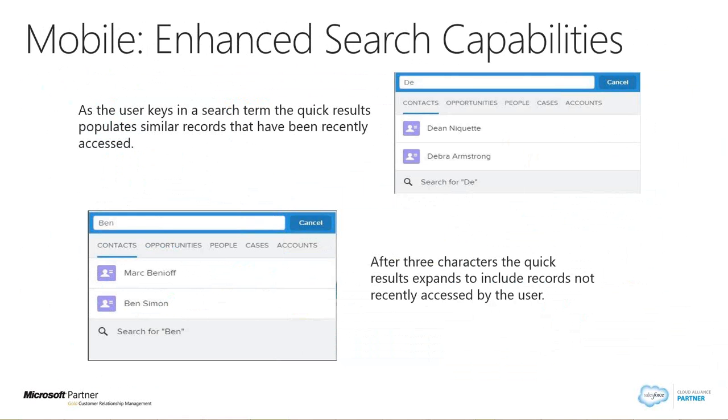Some additional enhancements were made to the search fields as well. As the user starts typing in their search term, it's going to give them quick results. When they've typed in the first couple characters, it's going to give them quick results of all similar records that have been recently accessed. Again, this is trying to drive efficiency, so the rep doesn't have to type out the full search term. They're able to simply start typing it and say, yep, Dean is the one I wanted, and click on that contact. In addition, if you have typed in 3 or more characters, the quick results is going to expand to include not only what you've recently accessed, but also records that you haven't recently accessed.